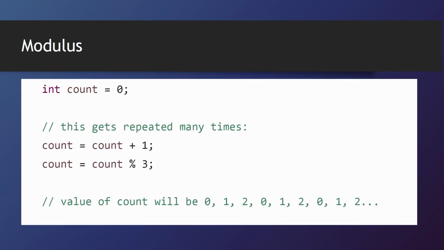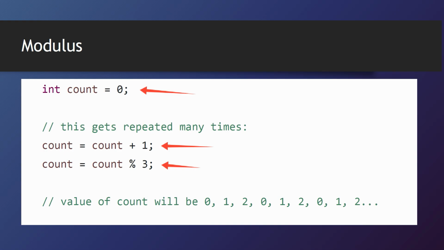Modulus is also good for counting in cycles. For example, let's say you wanted to count in cycles of 3, and you have a count variable that is repeatedly incremented or updated by 1. If you take the modulus each time the variable is updated, you'll be able to count in cycles of 3. First, the value of count is 0. Then it's updated to 1. 1 mod 3 is still 1, so the value is 1.